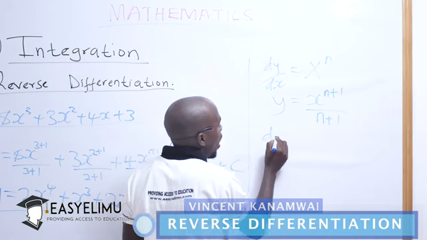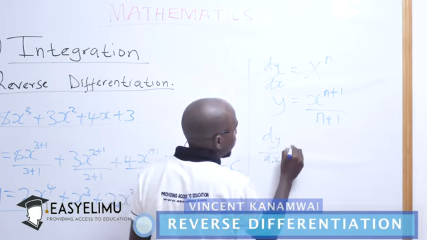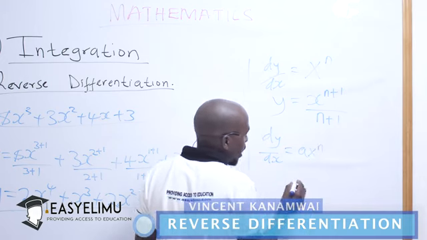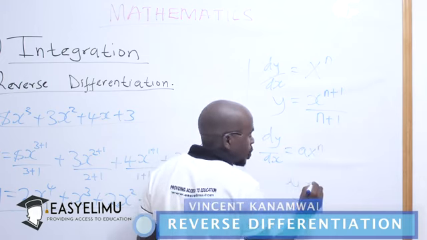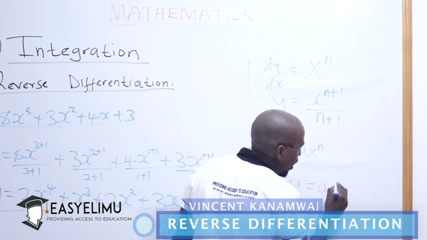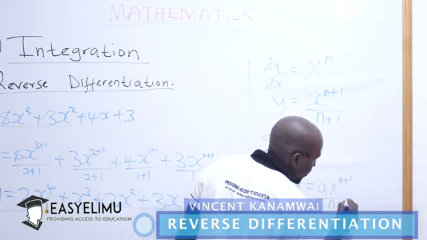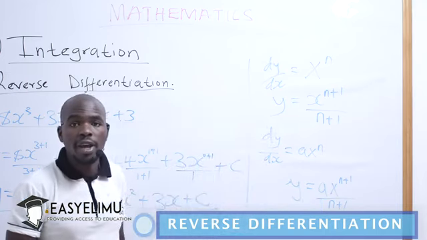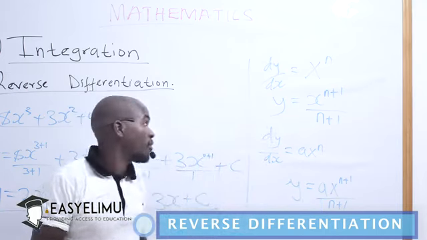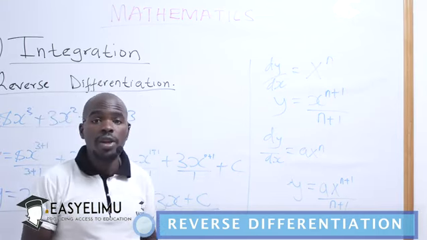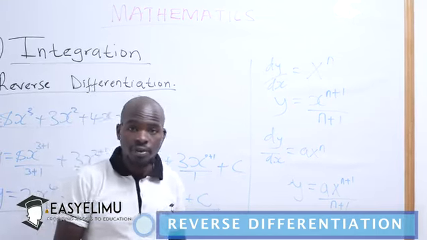And if dy/dx is equivalent to axⁿ, then y is equivalent to axⁿ⁺¹ over n plus 1. And that is how we can find the integration of different equations we have been provided with as the gradient function.